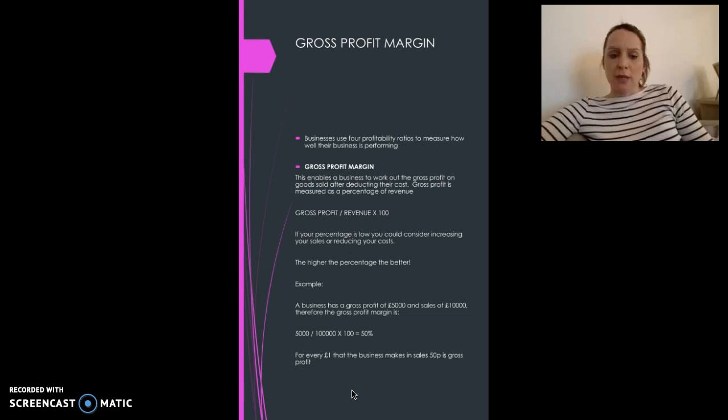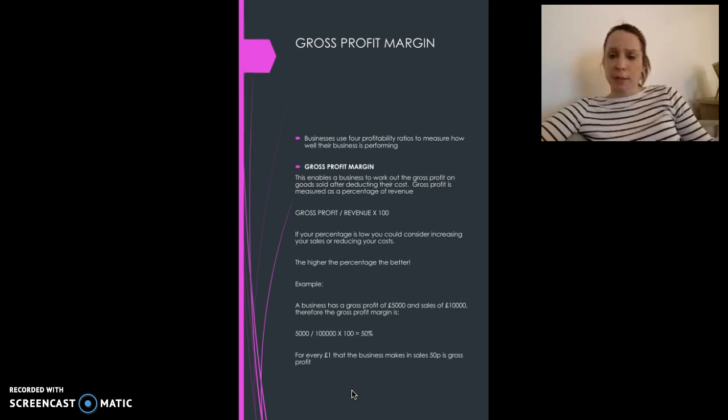And anything that you see in today's tutorial that has a multiply by 100 is always going to be displayed as a percentage. So your gross profit margin is calculated by doing gross profit divided by your revenue and then multiplying it by 100. Now, if your percentage is low, and the higher the number, the better here in terms of your gross profit margin, you could consider increasing your sales, or if that's not possible, perhaps your business is struggling in terms of its products or its services it's trying to sell, you could reduce your costs.